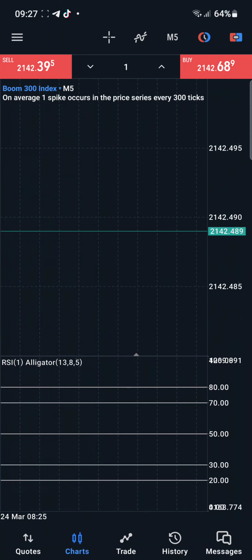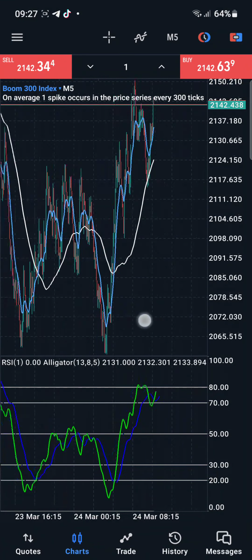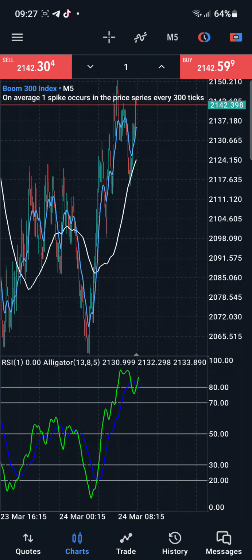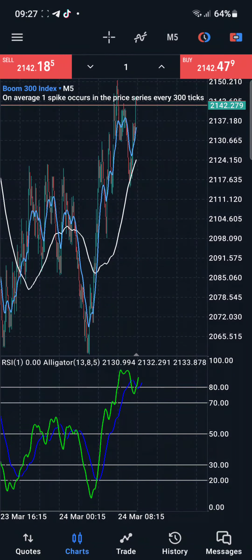Now let's move on to Boom 300. This is Boom 300. Boom 300 indices is the most volatile of them all, so we need to be very careful with this particular asset. Of course, it gives us a lot of profit within a short period of time.